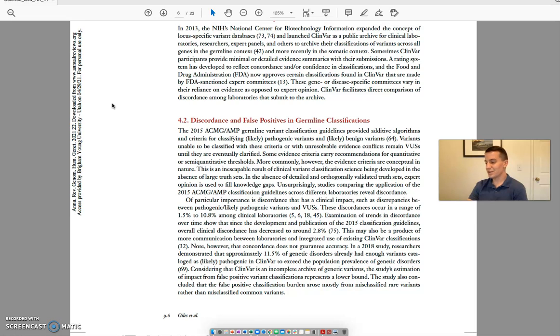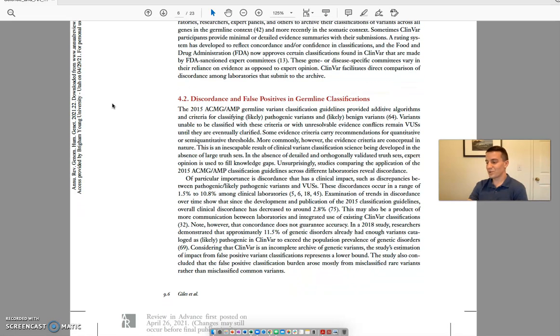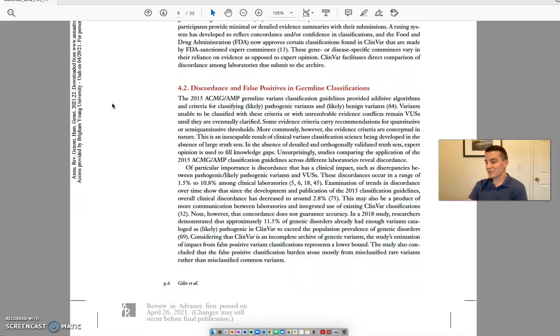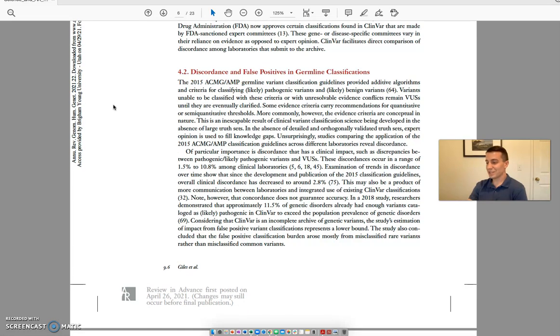Unsurprisingly, studies comparing the application of the 2015 ACMG or AMP classification guidelines across different laboratories reveal discordance. Of particular importance is discordance that has a clinical impact, such as discrepancies between pathogenic or likely pathogenic variants and VUS. These discordances occur in a range of 1.5% to 10.8% among clinical laboratories.